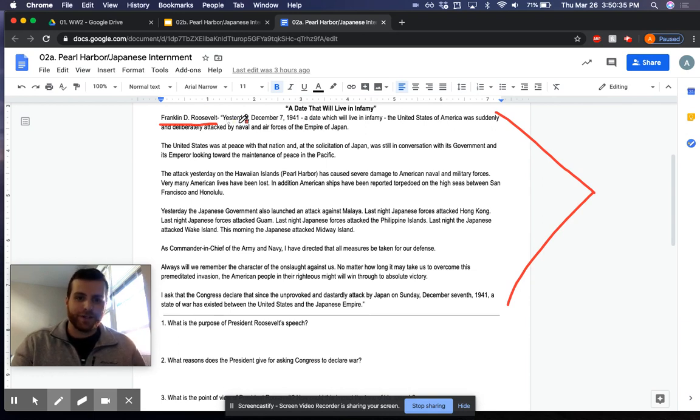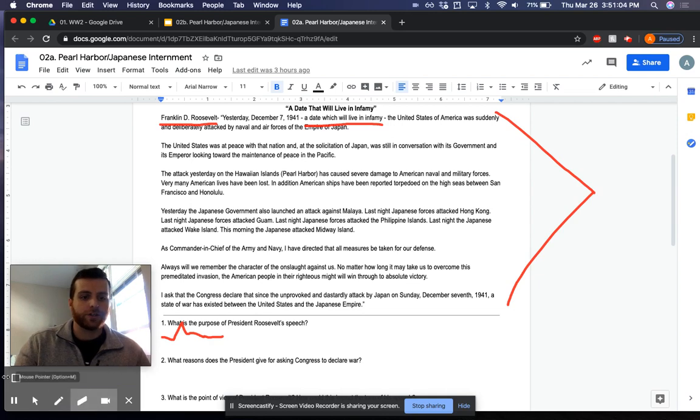This first line, "Yesterday, December 7th, 1941, a date which will live in infamy," is one of the more famous presidential lines we've seen in American history. So you're going to use this text to understand what Roosevelt is going to do in the wake of this attack. You have some questions below. Remember, read the question, turn it into a sentence starter, and then go back to the text.